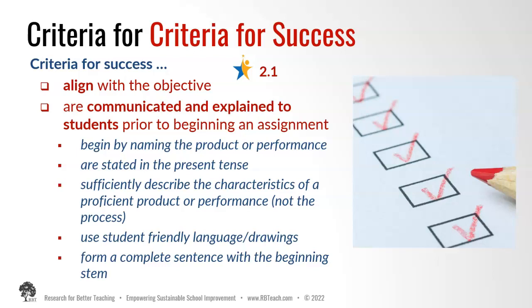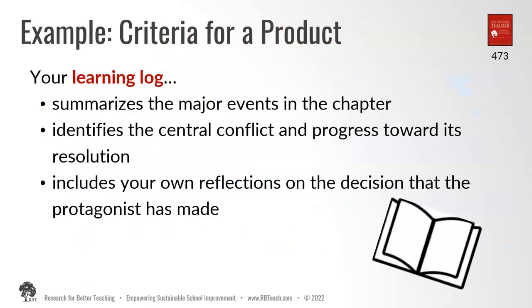It sufficiently describes the characteristics of that product, or it could be a performance. It uses student-friendly language or drawings, and it forms a complete sentence. Names a product or performance, stated in the present, describes the characteristics of a proficient product or performance, uses student-friendly language or drawings, forms a complete sentence. For example, your learning log.